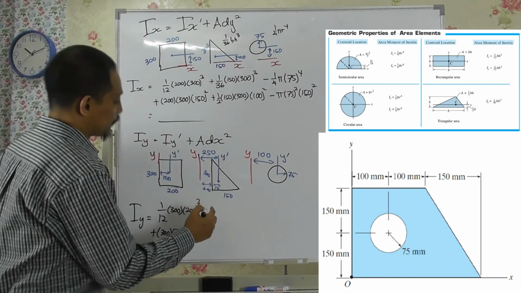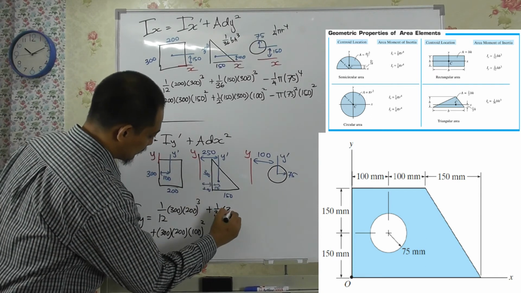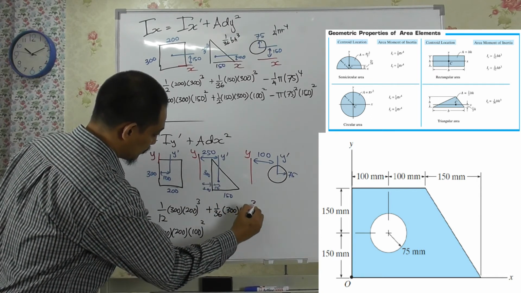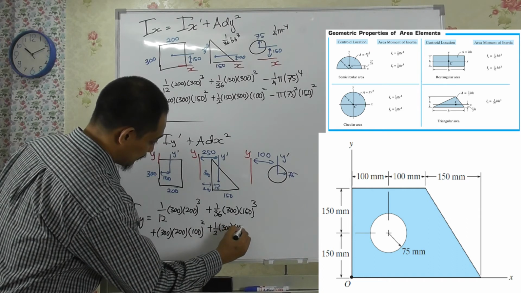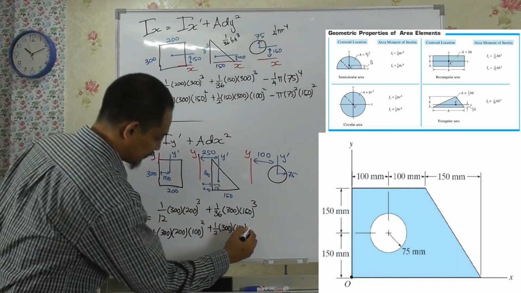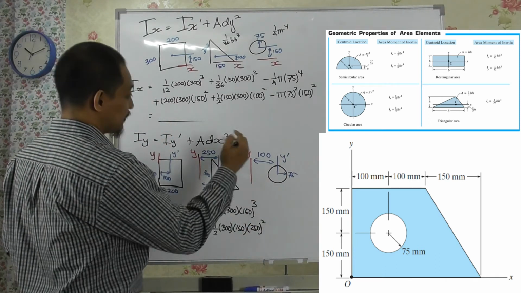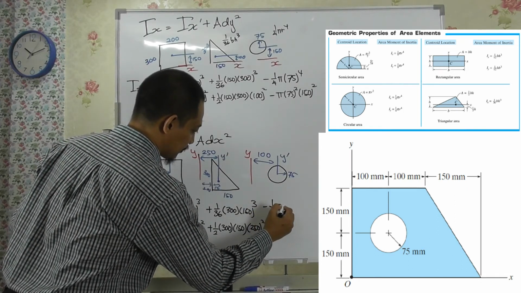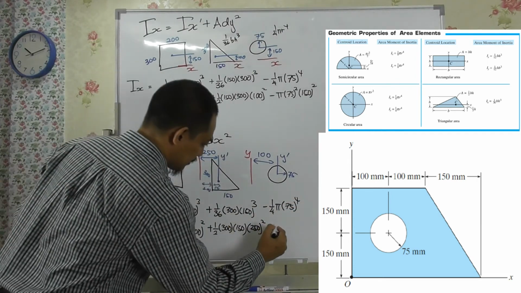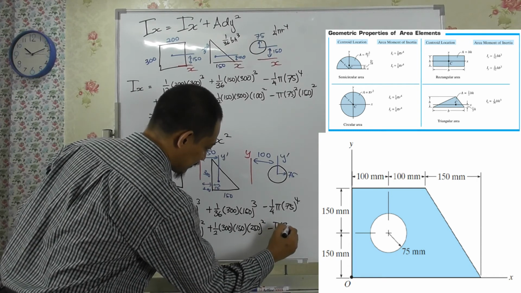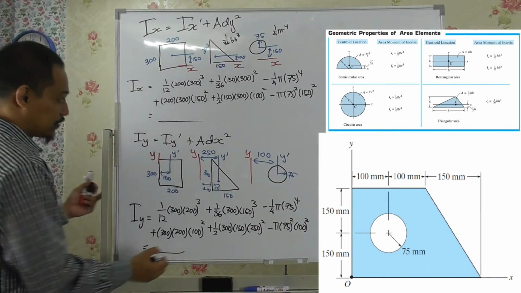Alright, so this one will come 1 over 36. Here plus 1 over 36, you have 300, and then you have 150 cube, and then plus half times 300 times 150, and then the distance is 250, right? So 250 square. And then again this is minus, so minus 1 over 4 pi r to the power 4, so 75 to the power 4, and also minus A dx square, so minus area pi 75 square, and then you have this 100, then square, and then you get your answer, right?